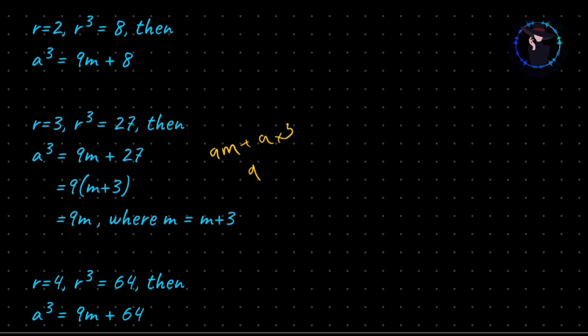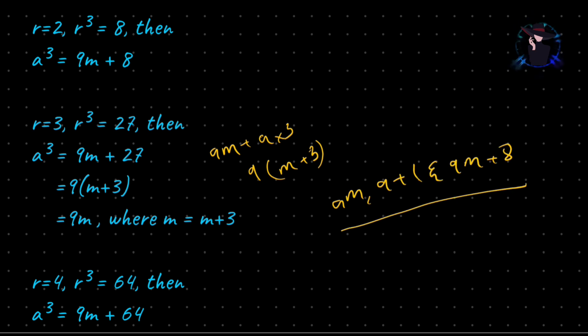Let's take 9 common from both of these. So when we take 9 common from both, we get m plus 3, right? Because 3 into 9 is 27. So 9 common, m plus 3, just how we did with the previous questions. Let's consider this value m plus 3 as m. Again we got 9m, right? Because we only need the forms 9m, 9m plus 1, 9m plus 8. So it can be written as 9m.